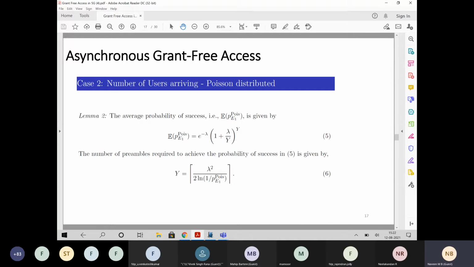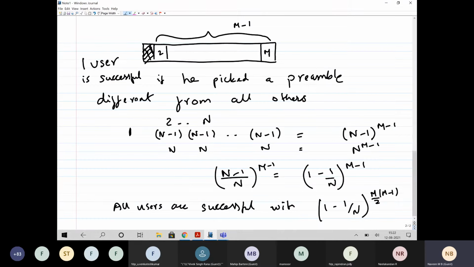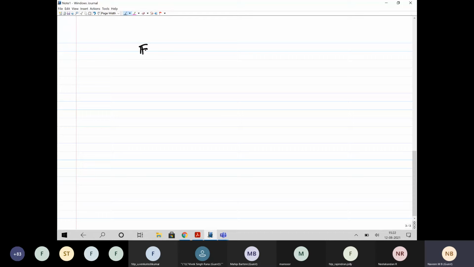Similarly, the average probability of success of a single user we also found out. Just to give a hint, I will not sit and simplify; it will take a little time. We always remember this expected value definition: expected value of x is the summation over all x times p_X of x, where, for a discrete random variable, p_X is the PMF, the probability mass function.